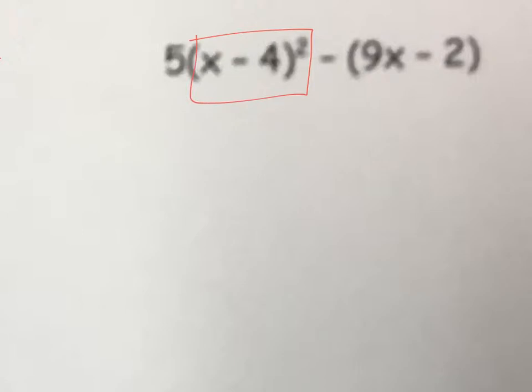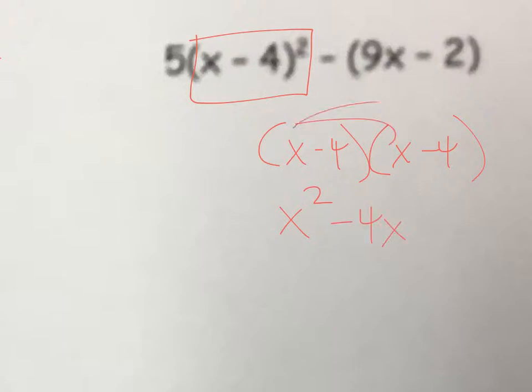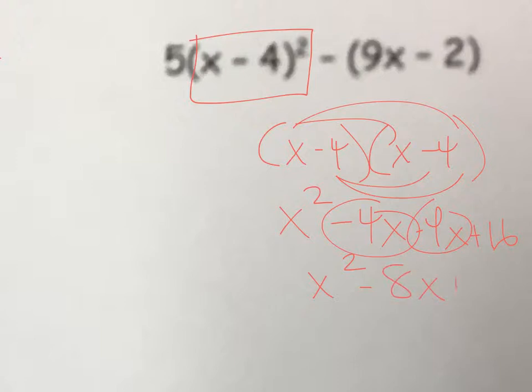All right, so this is what you should be doing on the side of your paper. X minus 4, we're going to expand that out. X minus 4 squared is really x minus 4 written twice. All right, so this is x squared minus 4x minus 4x plus 16. And when you combine those middle terms, you get x squared minus 8x plus 16.